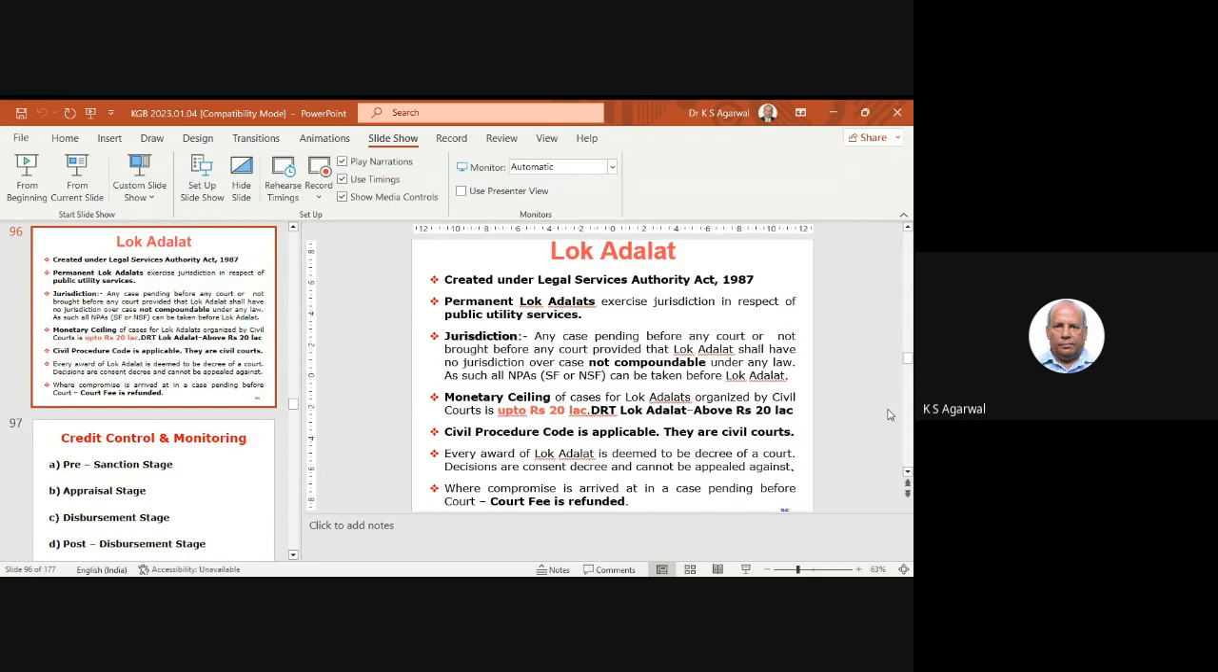Every award of Lok Adalat is a decree of the court. Because both the parties have appeared before the Lok Adalat and they have arrived at a compromise, whatever award they pass is in the nature of a consent decree. And once a decree is consent, no appeal can be filed. So you should remember, appeal against a Lok Adalat award is not possible. And if a suit filed case is taken to Lok Adalat, and in Lok Adalat compromise happens and it passes an award, then whatever court fees was paid at the time of filing suit is refundable.